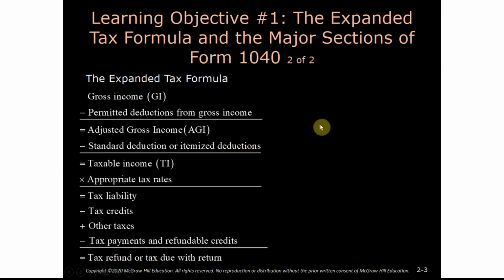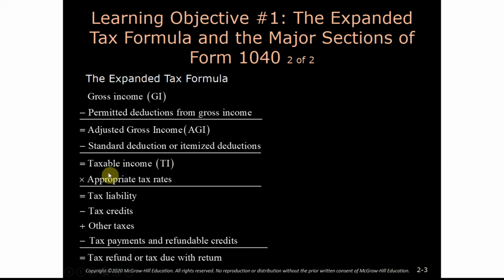As you can see, we've expanded now the tax formula where we start at gross income again, and now we're going to deduct permitted deductions from gross income, and we arrive at our adjusted gross income. Again, this AGI number is unique to individual federal taxation. Then we'll take out either the standard deduction, for example, $12,000 for a single person, or itemized deductions if this amount exceeds the standard deduction.